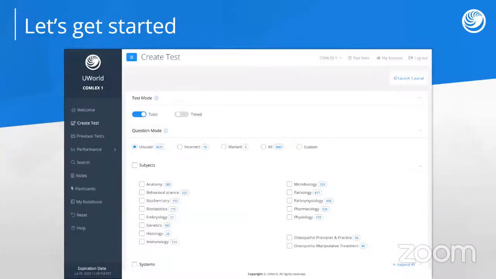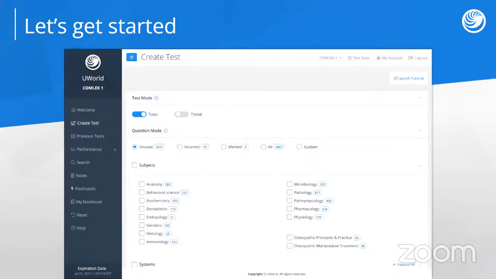and creating a test. I'm going to walk you through this test, and we're going to show you all parts USMLE style and COMLEX style. So you'll notice that every time I show you something for the USMLE, I'm going to show it very clearly on the COMLEX side as well.